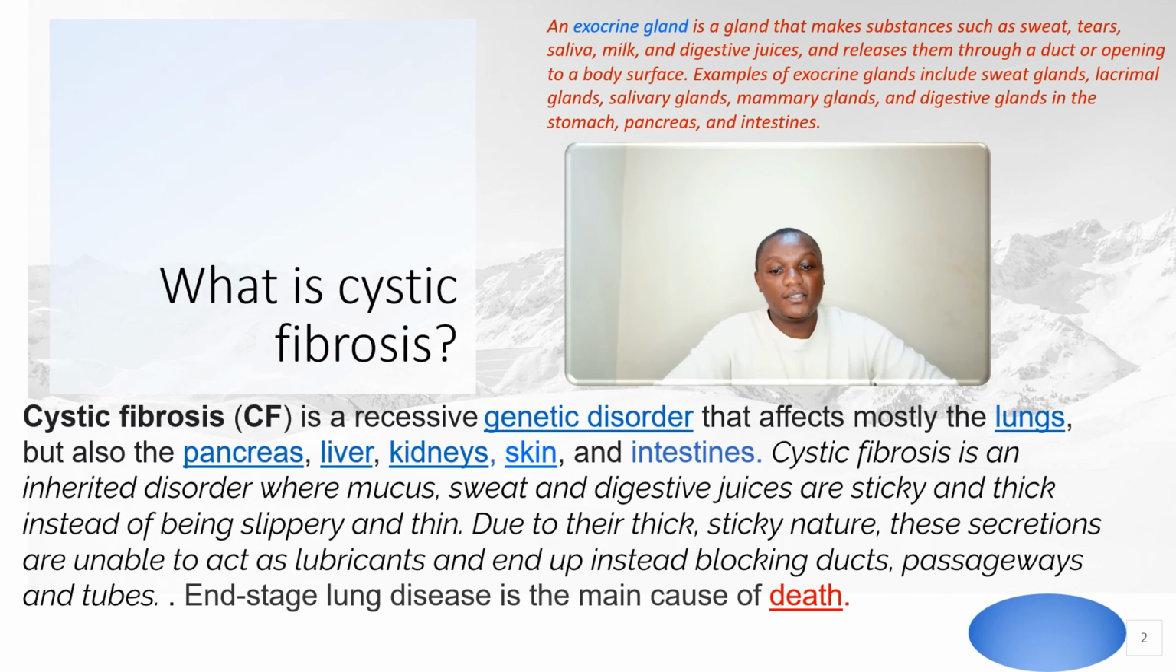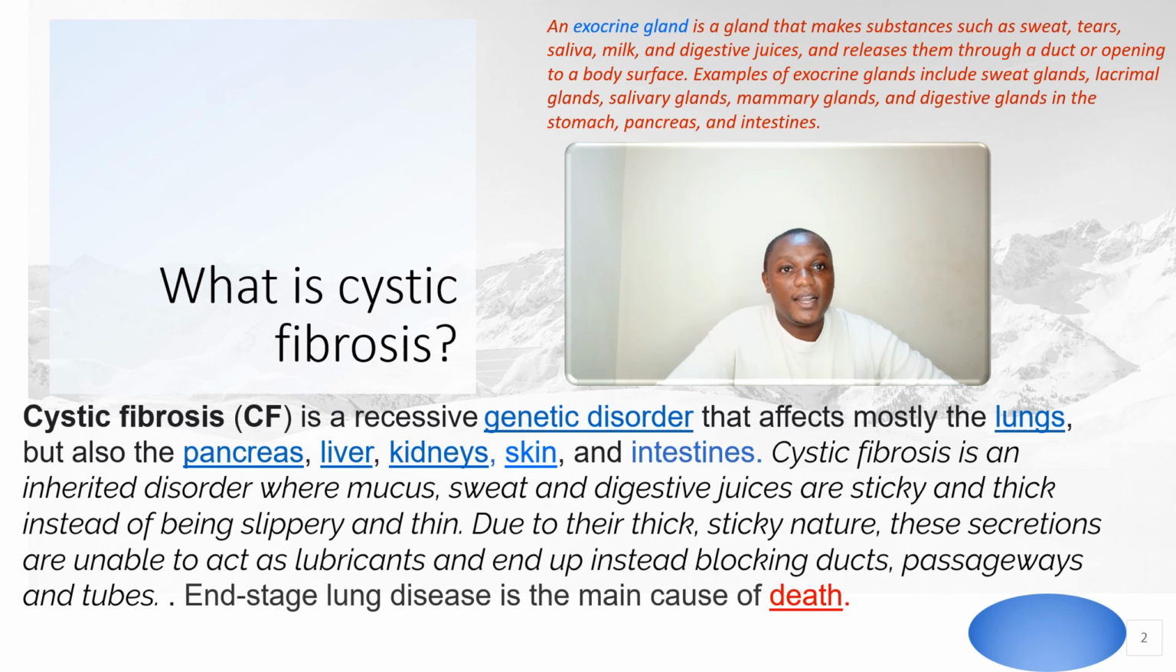So cystic fibrosis is a recessive genetic disorder that affects mostly the lungs, but it can also affect the pancreas, the liver, kidneys, skin, and the intestines. Cystic fibrosis is an inherited disorder where mucus, sweat, and digestive juices are sticky and thick instead of being slippery and thin. Now, due to their thick and sticky nature, these secretions are unable to act as lubricants and end up instead blocking the ducts, passageways, and the tubes.